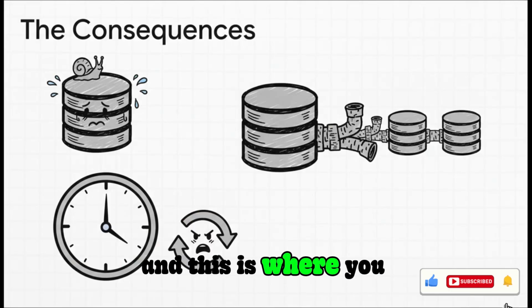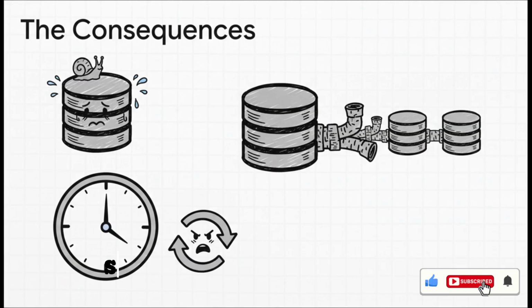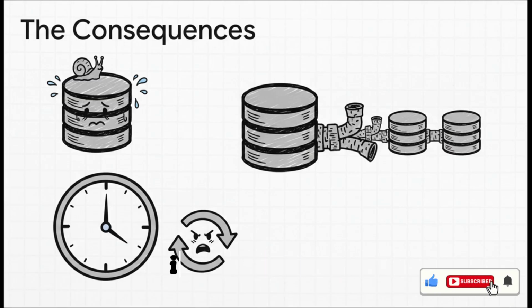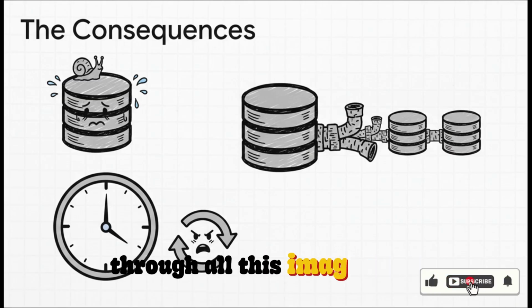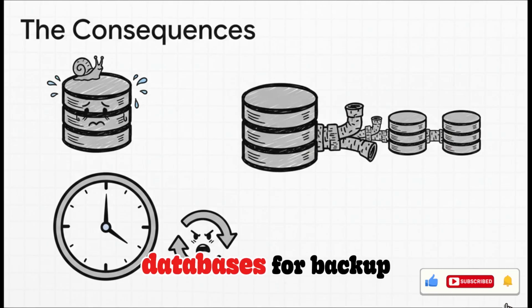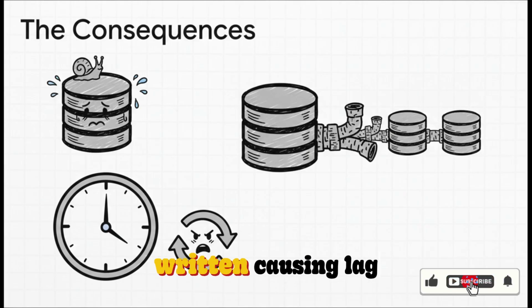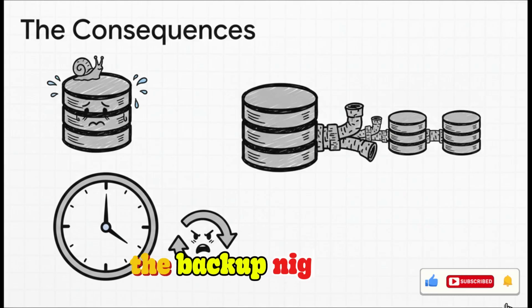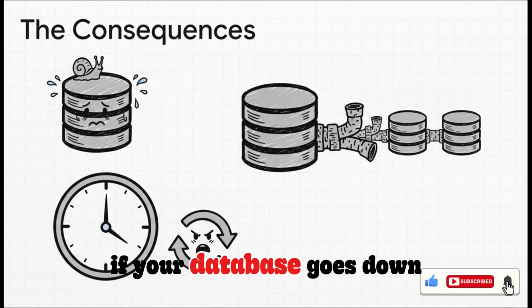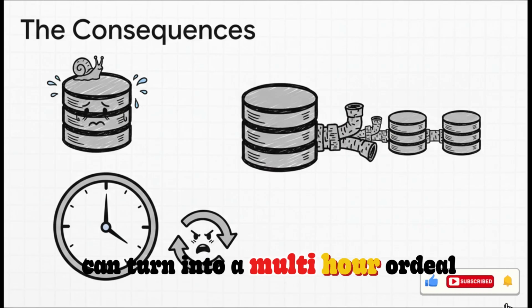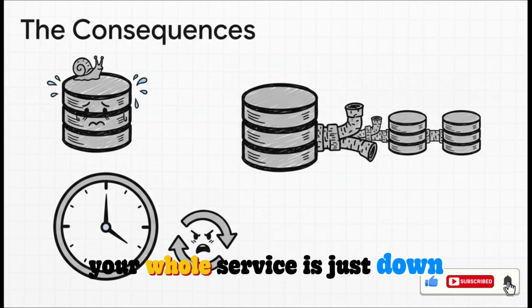And this is where you start to feel the real pain. Suddenly, a simple query like "show me the top 50 users" becomes painfully slow because the database is trying to wade through all this image data. If you have replica databases for backup, you're now copying that entire 4 MB file every time it's written, causing lag. And the worst part? The backup nightmare. If your database goes down, what should be a quick, minutes-long restore can turn into a multi-hour ordeal. Your whole service is just down.